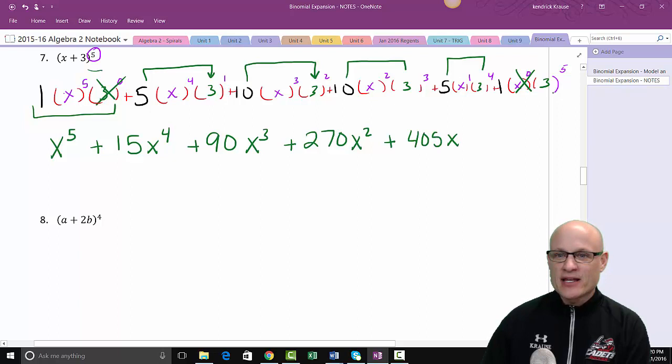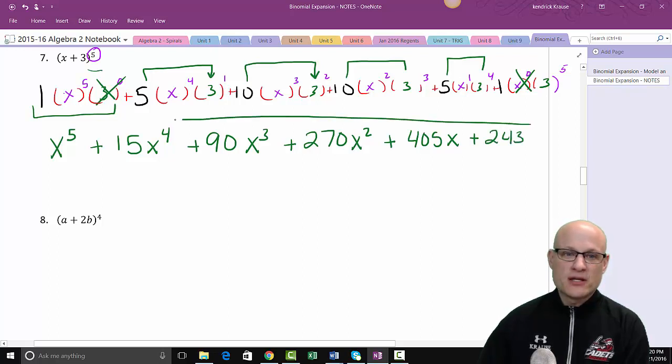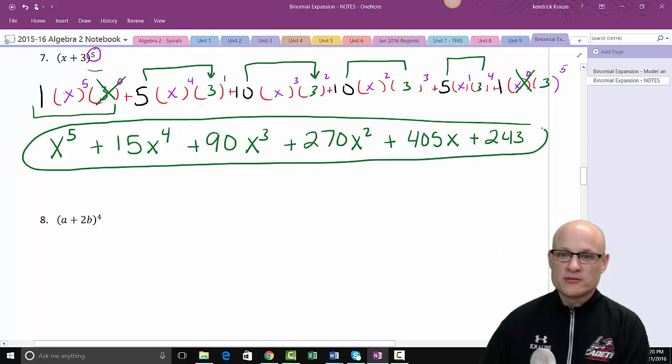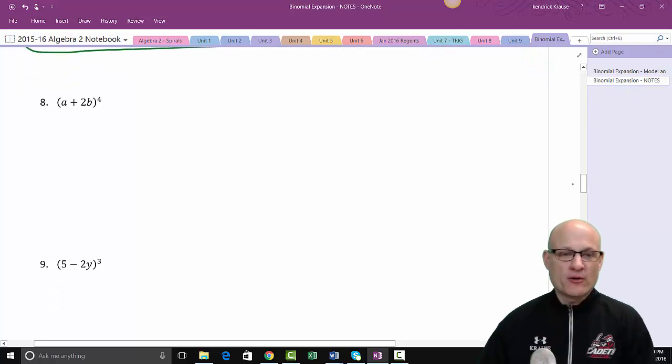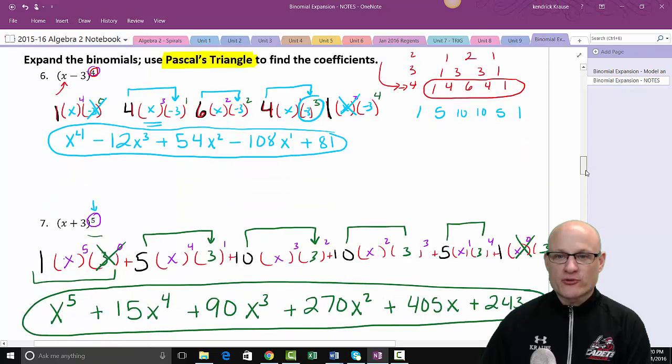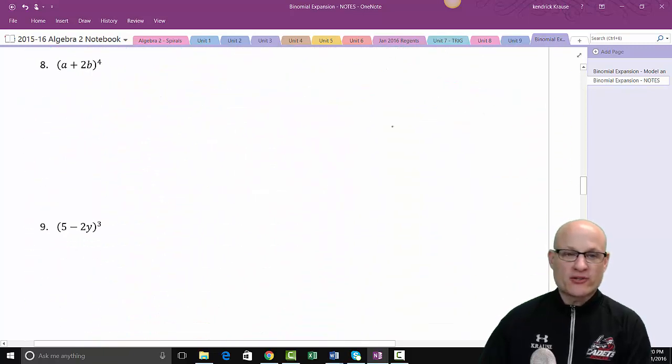405x. And then 3 to the 5th is 81 times 3, which is 243. So plus 243. There is the binomial expansion of that. All right, so let's try another one. 4. So if I go back to my thing, 4 was 14641. You're going to start to memorize these. So put them at 1, 4, 6, 4, 1.